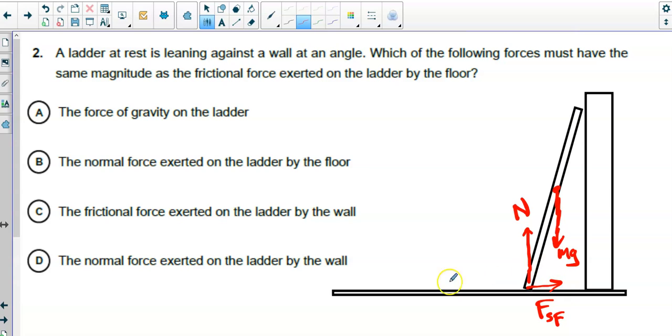All right, we need a force that's to the left then. Well, up here where it hits the wall, this wall is vertical, so it can only apply a force this way. This is the normal force by the wall. And that is our answer. It's going to equal out its leftward force, balances the rightward force of the friction.